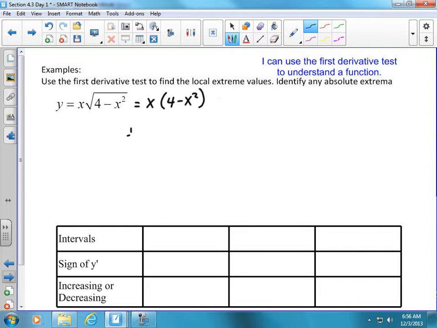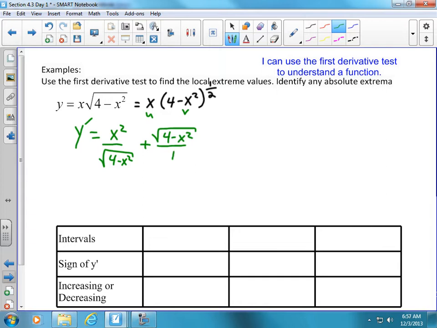So I'm going to take the product rule. You take the product rule, and what do you get for the derivative? You set u to this, v to that. You get u v prime plus v u prime, and you get x squared over square root of 4 minus x squared, plus square root of 4 minus x squared.